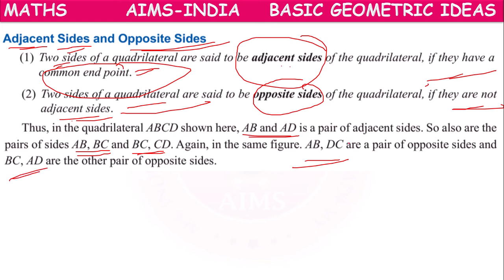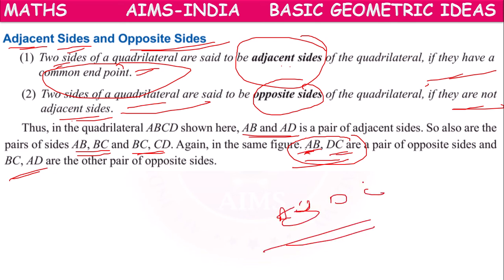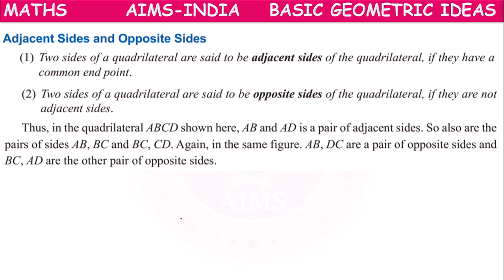From the pair itself, you can tell. AB and DC: in AB the points are A, B; in DC the points are D, C. No common endpoint. So opposite sides. Whereas if you take BC and CD, B is there, C is there, and C is common, D is there. A common endpoint is there. Adjacent sides.